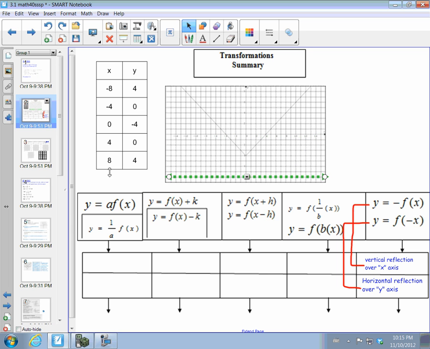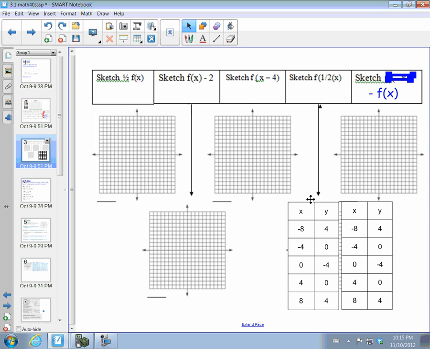I've got 5 very important points on that graph. I've redrawn that table down here below. Well, think, if you reflect a graph vertically, what's going to change? The x or y values? Well, it's going to be the y values. What's going to happen to the y values? They're going to change sign.